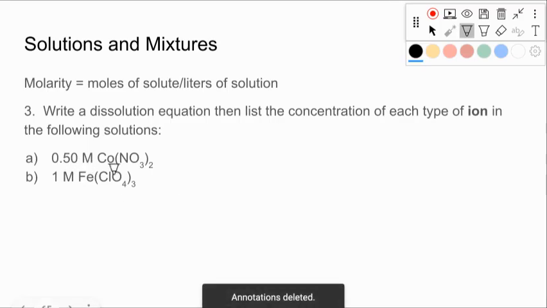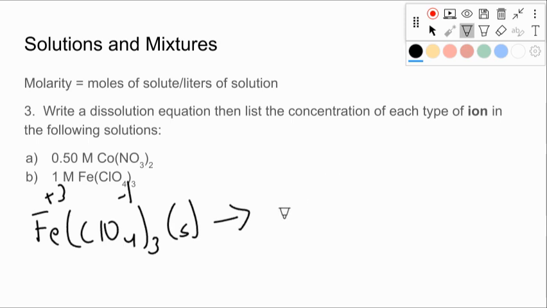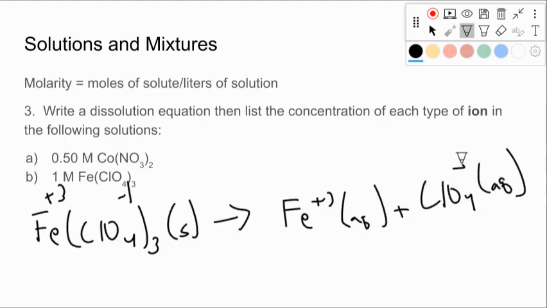So the second one gives me Fe(ClO4)3. Again, if you haven't memorized some of the polyatomic ions, you probably want to. It makes your life easier when we do these dissolution equations. ClO4 is perchlorate. It has a -1 charge. There are 3 of them, so iron is going to have a +3 charge. This is going to be Fe+3 aqueous plus ClO4 -1, and there are 3 of them in this problem.